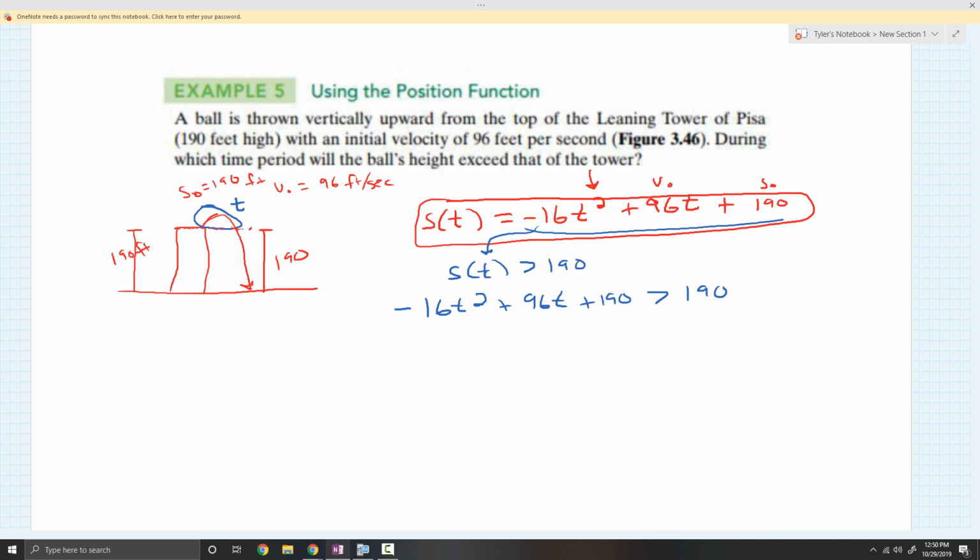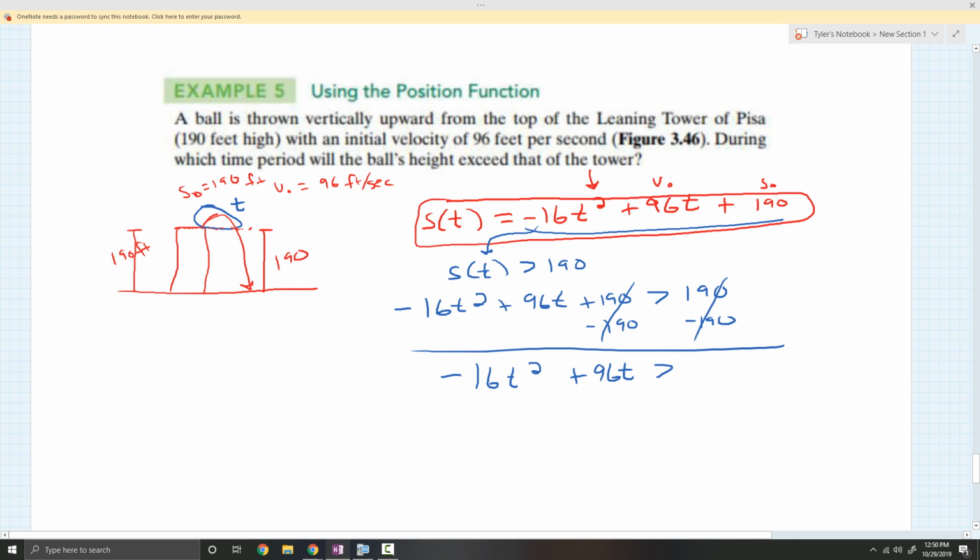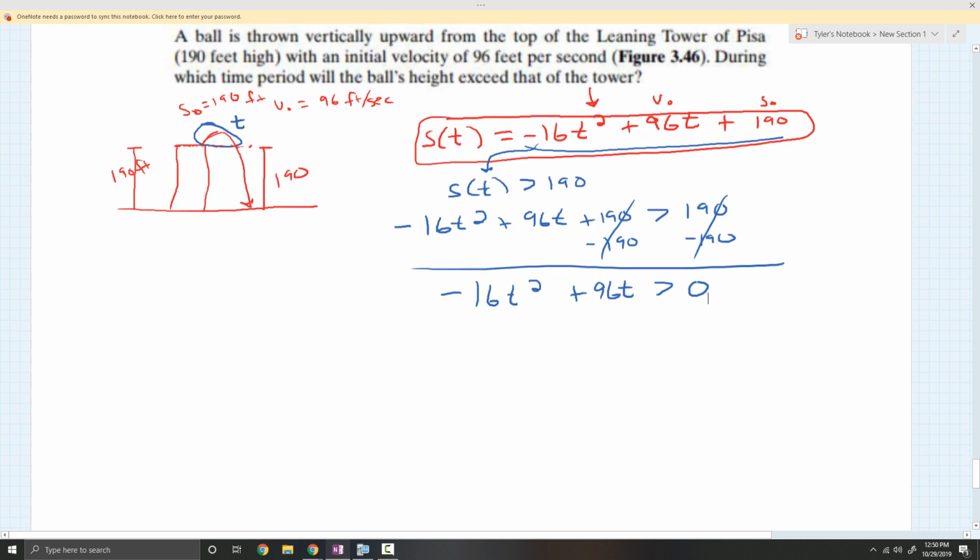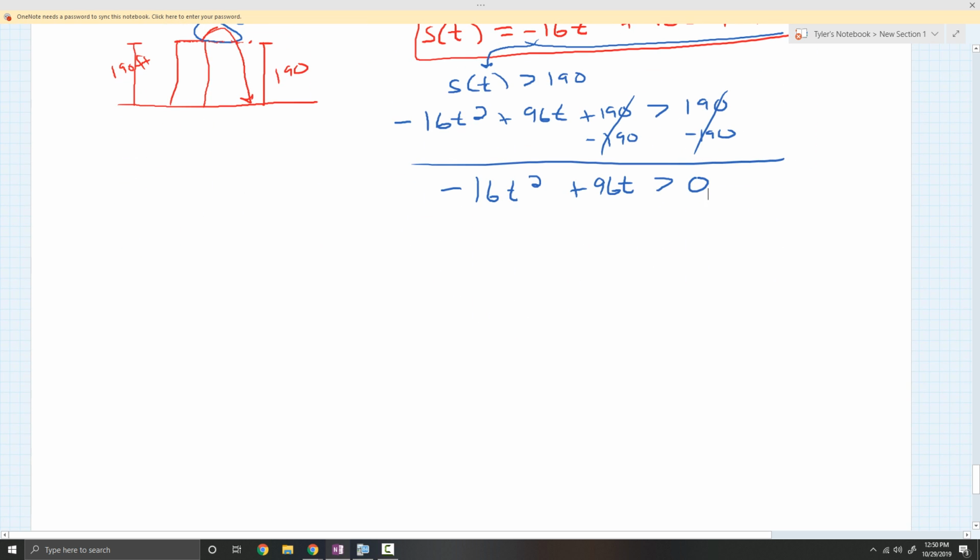right? Something really nice here is if I subtract 190 from both sides, notice that these terms cancel each other out. We're left with minus 16t squared plus 96t greater than 0, right? So remember, this is an example of a polynomial inequality. We need to figure out where the zeros of the function are, and then place those on our sign chart, to be able to tell what intervals make this inequality true.